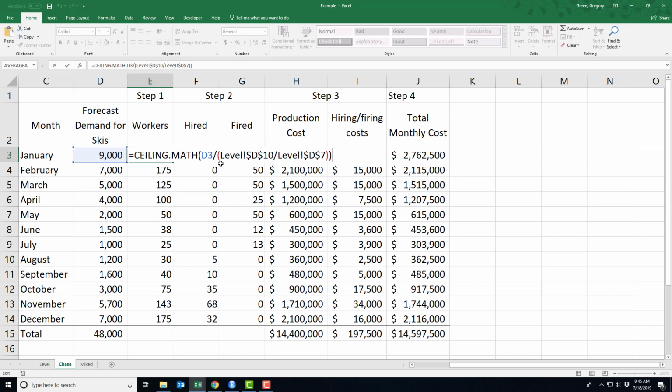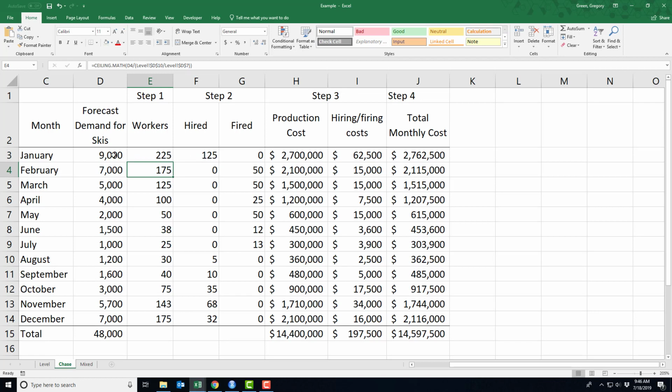Okay. So I've got 9,000 skis that need to be produced in the month of January. That's the D3. And then I'm going back to the last tab, the level tab, and I have 160 hours per worker divided by 4 hours per pair of skis, so that this denominator is saying, okay, well, that's 40 pairs of skis that each person can create. Well, I need 9,000 of them. As a consequence, I need to have 225 workers in order to construct the skis.